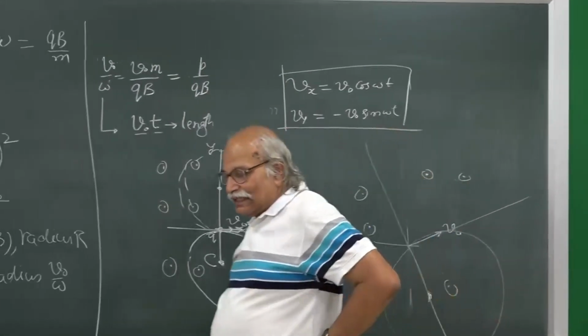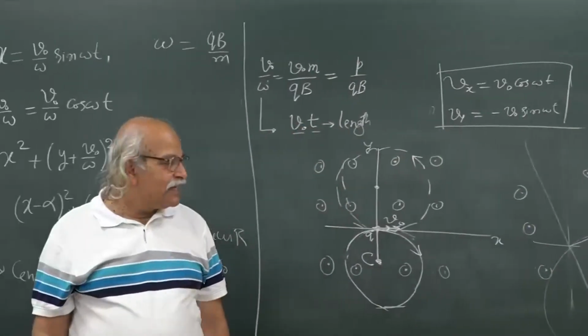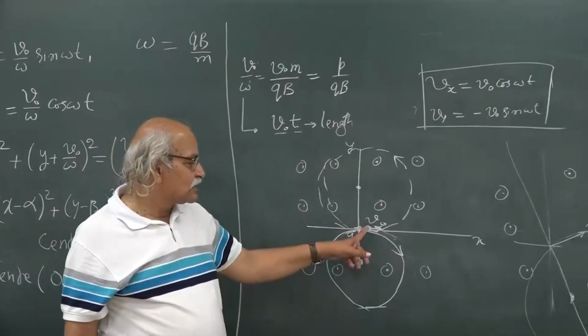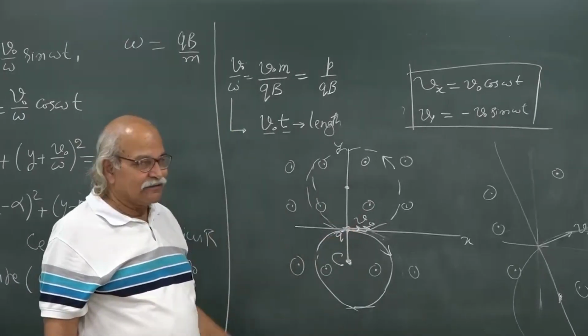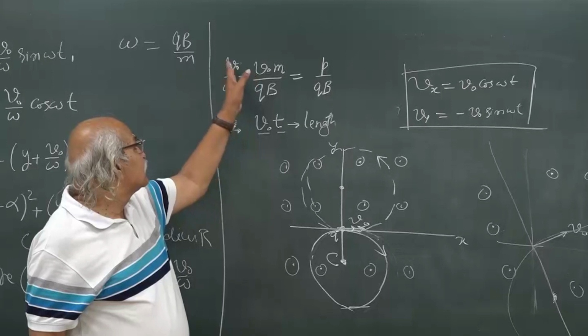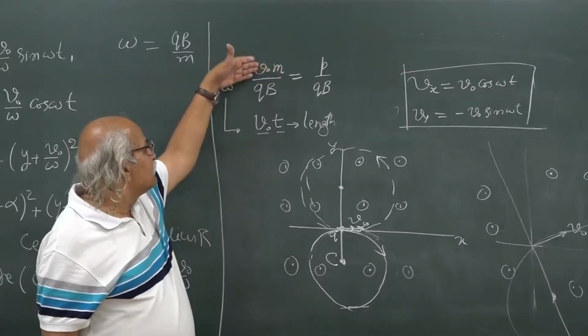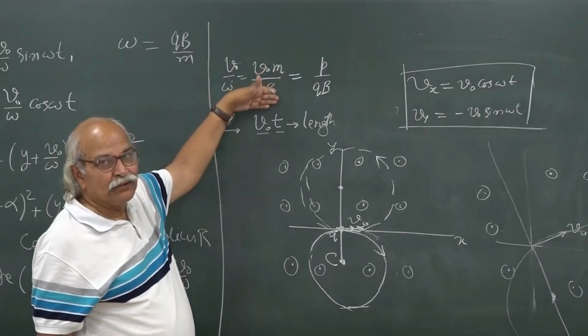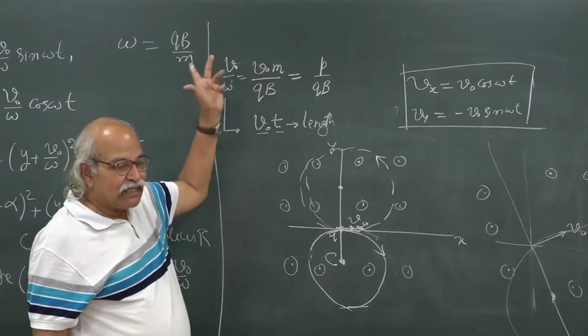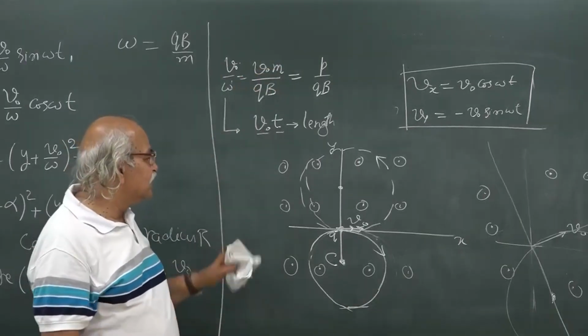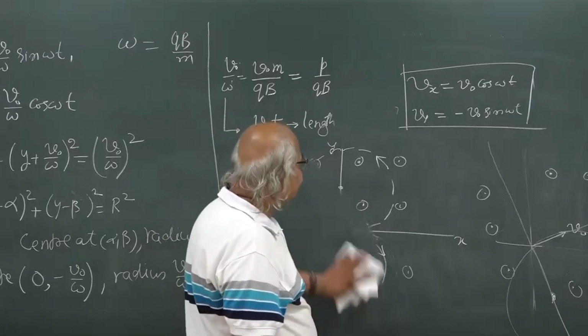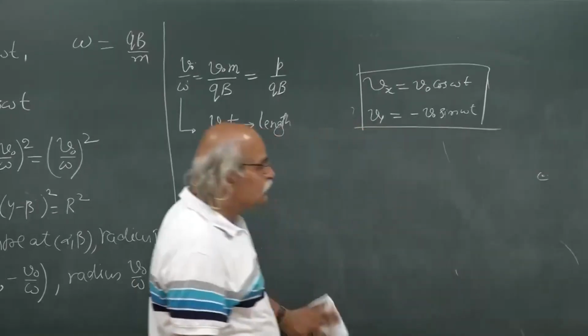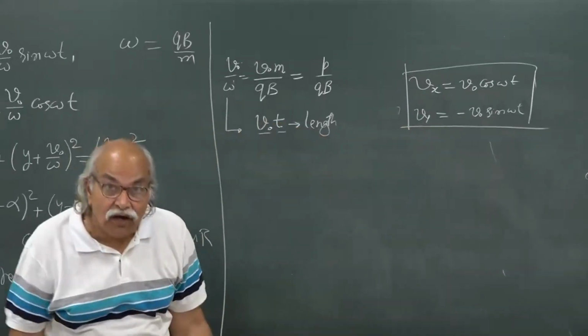So this is very simple. You calculate what is the direction of the force. Another thing is, forget everything. Remember this, that radius has to be m times v naught divided by qB. So you know the radius, and if you know the radius, you can very easily locate the center. So need not use axes at all.